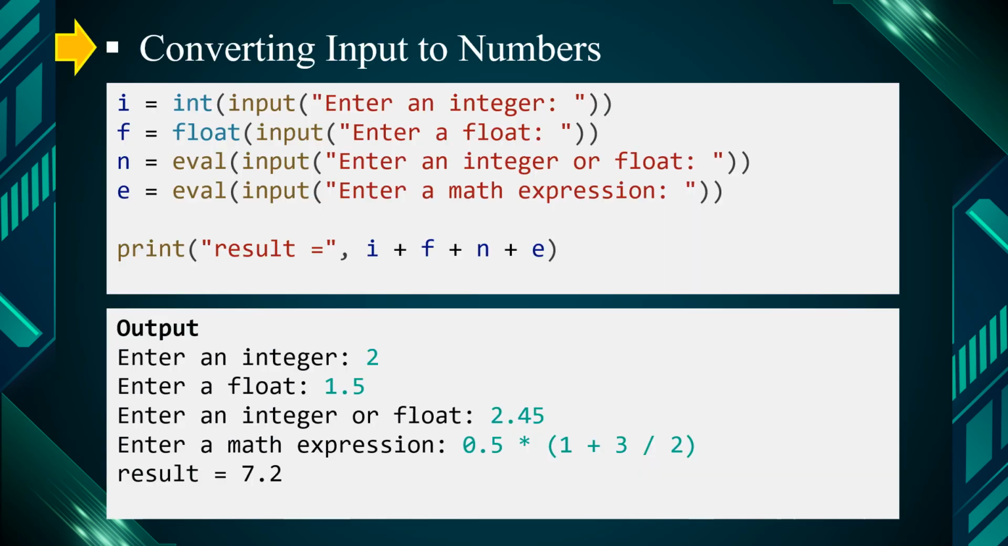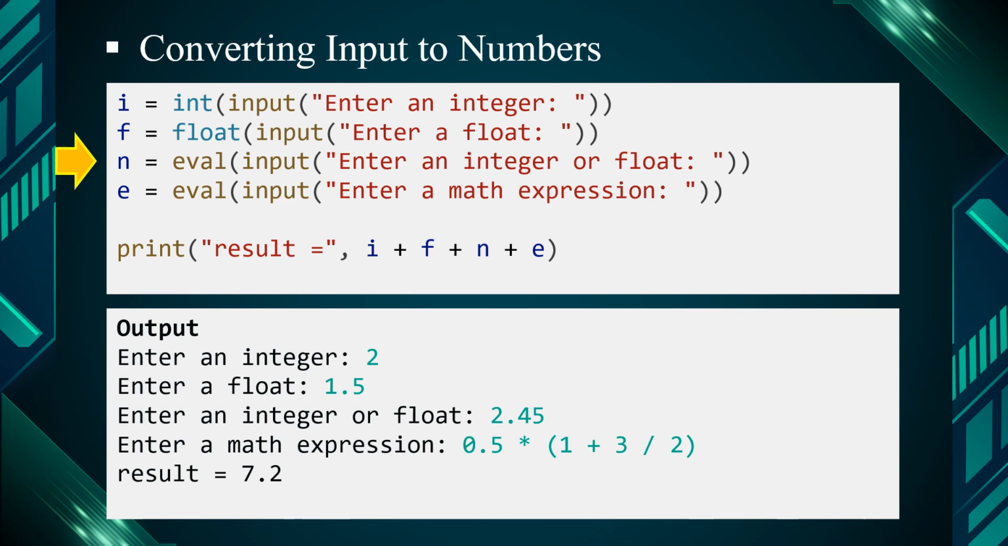Let's look at an example where we convert input to numbers. Line 1 prompts the user to enter an integer value. The input function takes the user's input as a string. The int function converts this string into an integer. The result is stored in the variable i. Line 2 prompts the user to enter a floating point number. The input function collects the input as a string. The float function converts the string into a floating point number. The result is stored in the variable f.